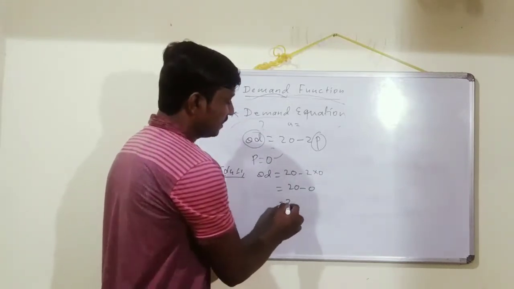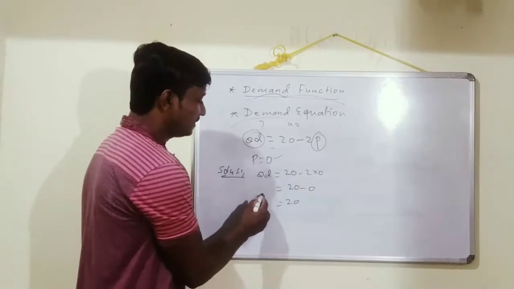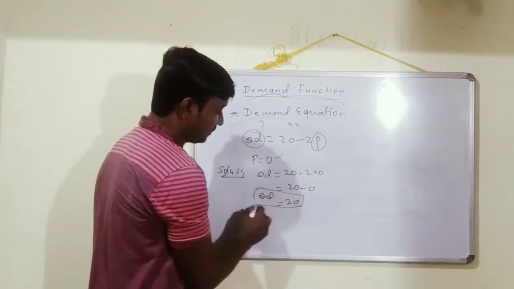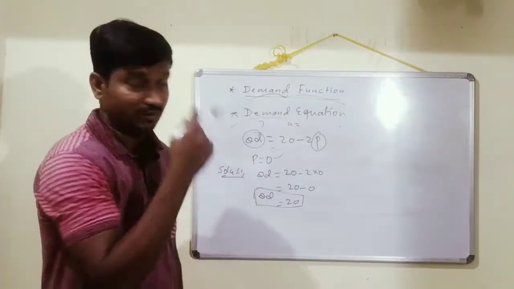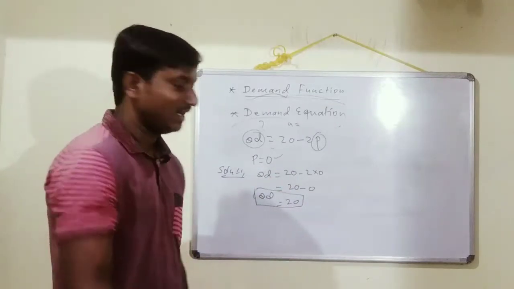So now what is this? 20 minus 0 is 20 only. Then the quantity demanded that a consumer purchases at the maximum. You look at this now. When the price is 0, how much maximum quantity can a consumer purchase here?